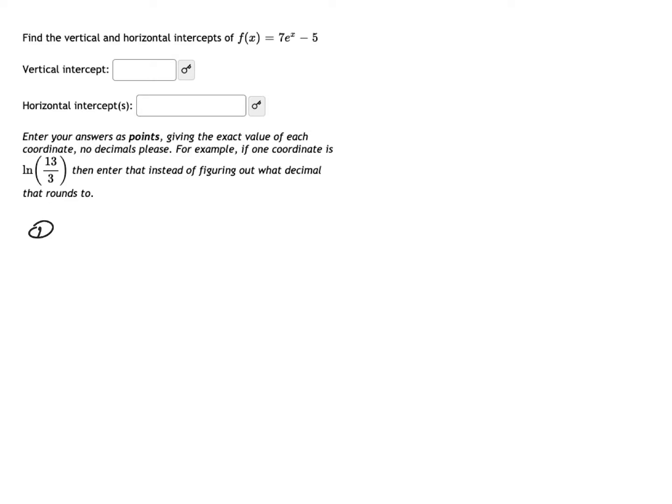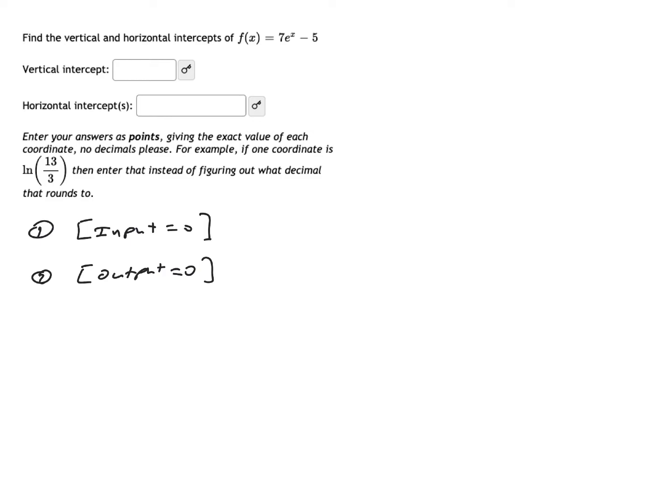So the two parts of this are vertical intercept and horizontal intercept. Remember, the vertical intercept is what you're going to get when your input is 0, and your horizontal intercept is what you're going to get when your output is 0. So in terms of functions, that's what the intercepts are going to correspond to.